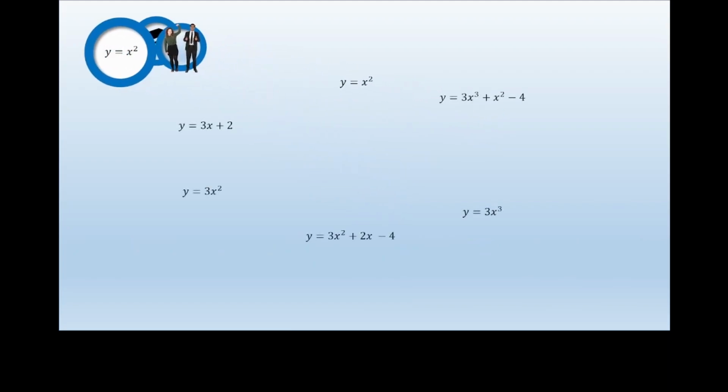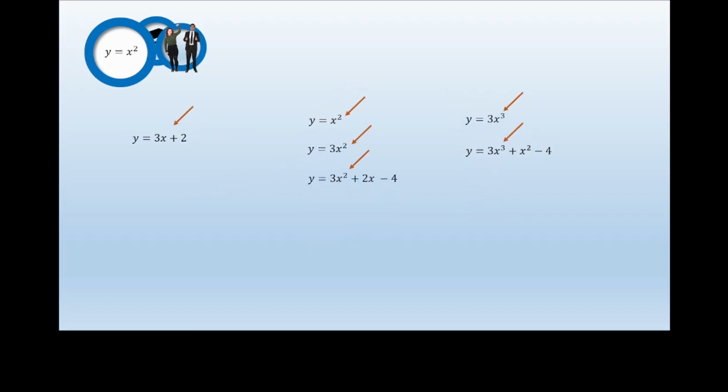The first thing is I've put up a whole load of equations here, and you can see they go from simple things like y equals 3x plus 2 all the way through to y equals 3x cubed plus x squared minus 4. Can you spot what is a quadratic in amongst all of these equations? What is the thing that makes some of these equations quadratic and some that do not? Well, the answer is, if I sort these, it's anything with x squared in it.